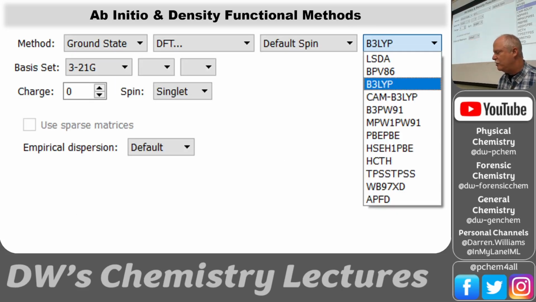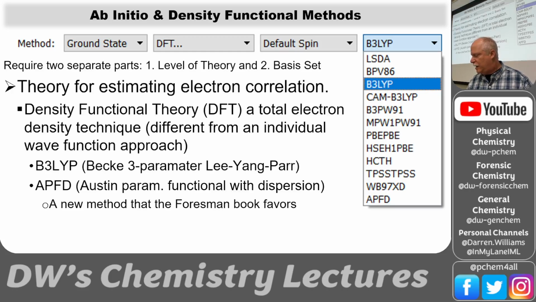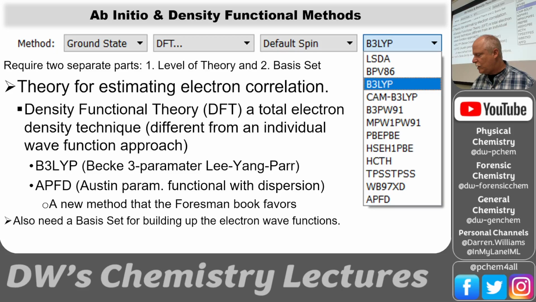Then we have density functional theory, where you would select DFT in that model area and then come over here and pick the particular model for density functional theory. Again, we go with one of the longest running ones, B3LYP. Again, this is modeling the total electron density as opposed to Hartree-Fock theory, which is dealing with individual wave functions. Explaining this one would be too far into the weeds for an undergraduate course. It also needs a basis set for building up the electron wave functions.